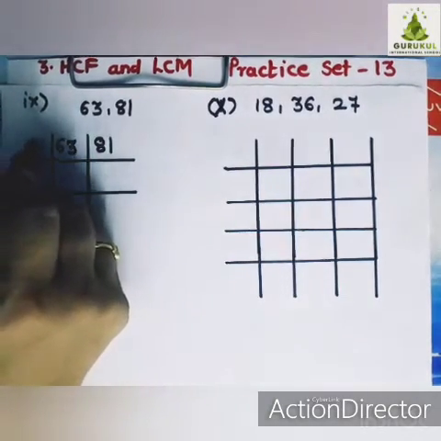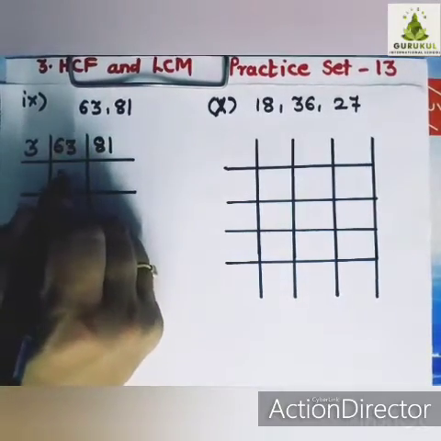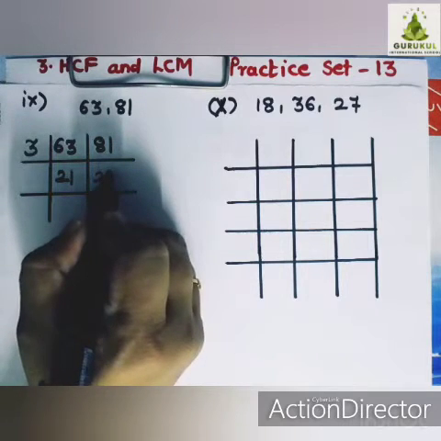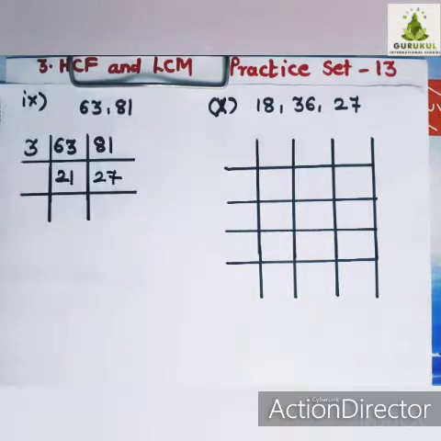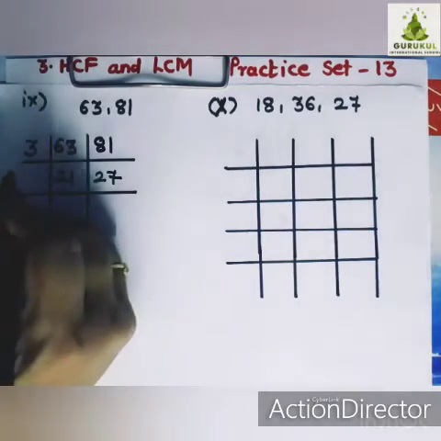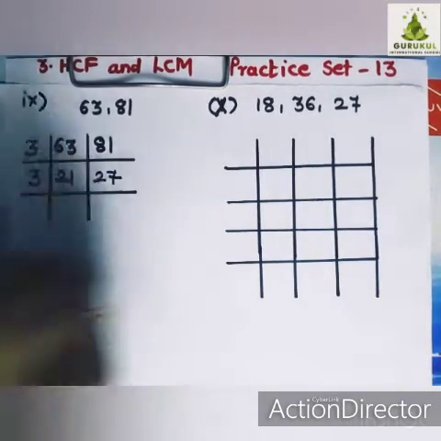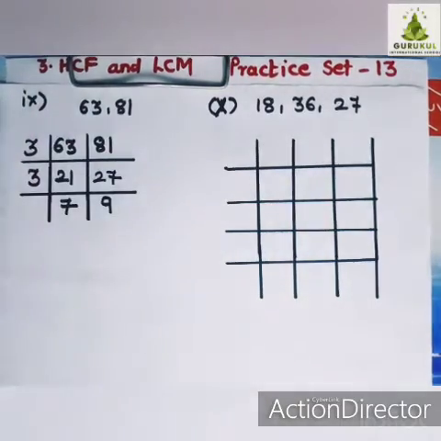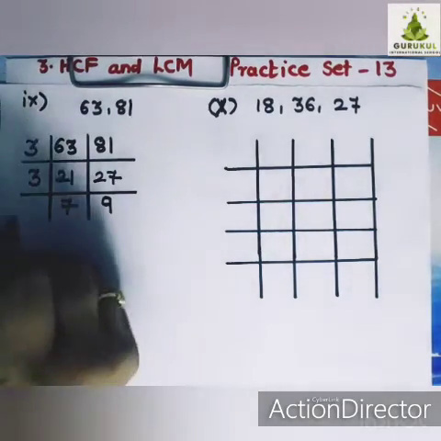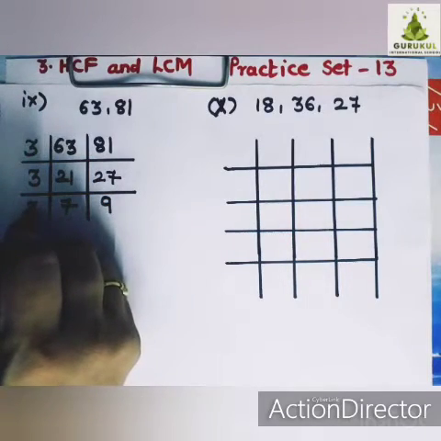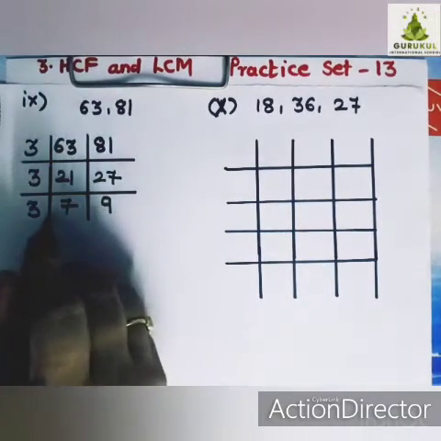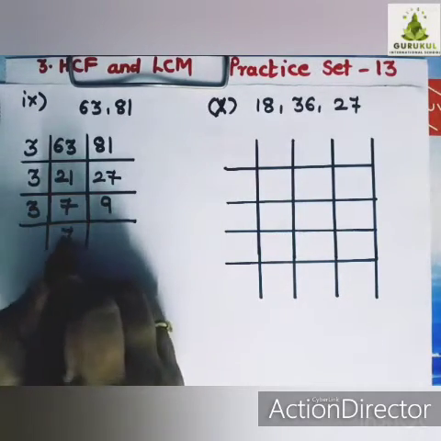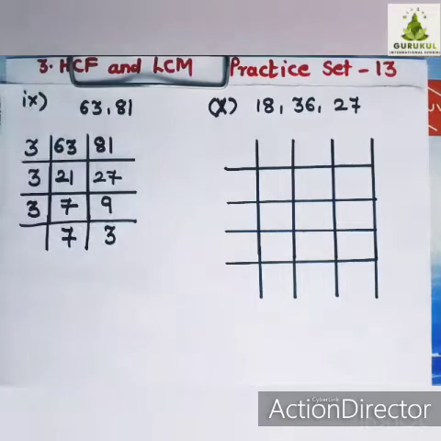If you can't, then go for 3. So I will write 3 here. 3 2s are 6, 3 1s are 3. And here 3 2s are 6, 3 7s are 21. Then again divide by 3: 3 7s are 21, 3 9s are 27. Then one number 3 I will write here. You cannot divide 7 by 3, so 7 will be as it is, and 3 3s are 9.